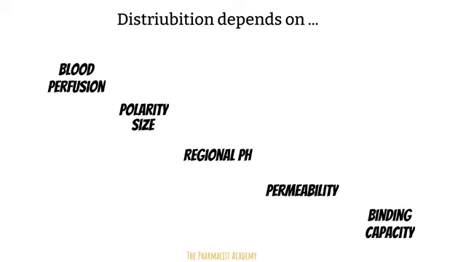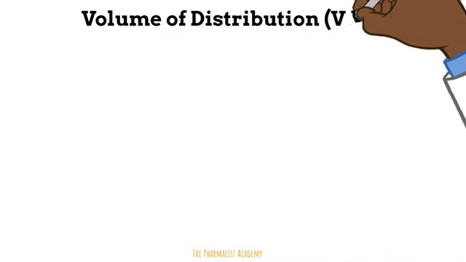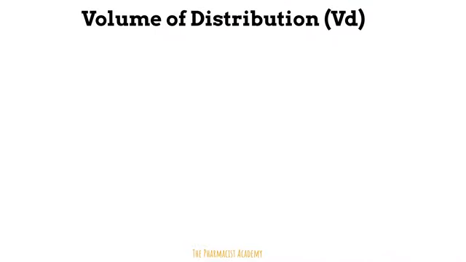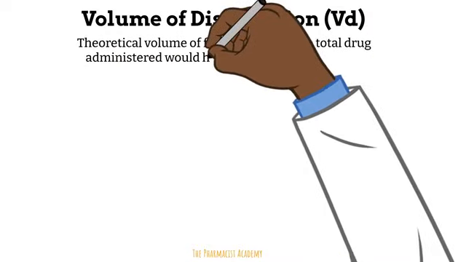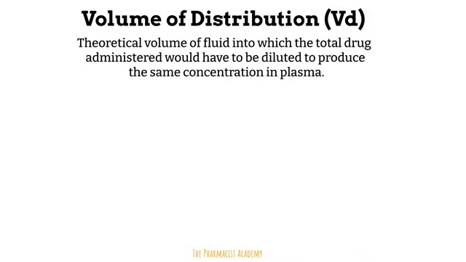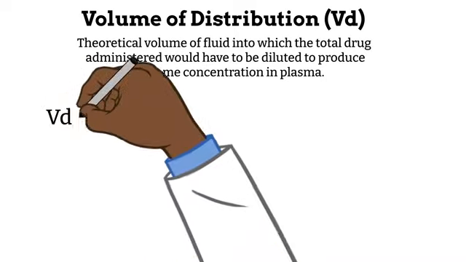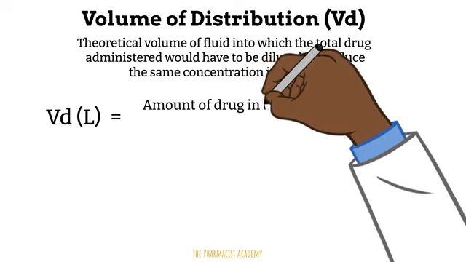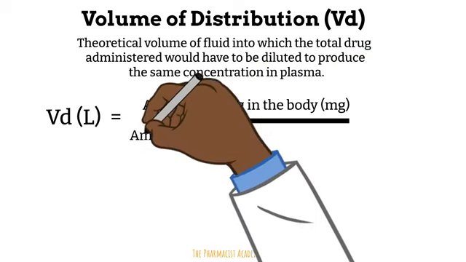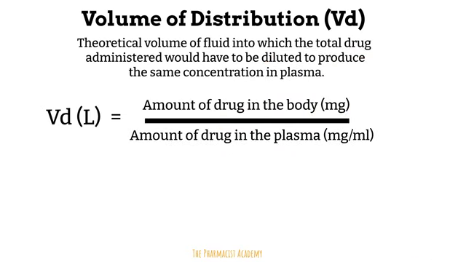This brings us to the next concept, the volume of distribution, which tells you the propensity of the drug to remain in the plasma or redistribute into the tissues. It is defined as the theoretical volume of fluid into which the total drug administered would have to be diluted to produce the same concentration in the plasma. And there is an equation to represent it, which is the amount of drug in the body in milligrams over the amount of drug in the plasma in milligrams per ml.